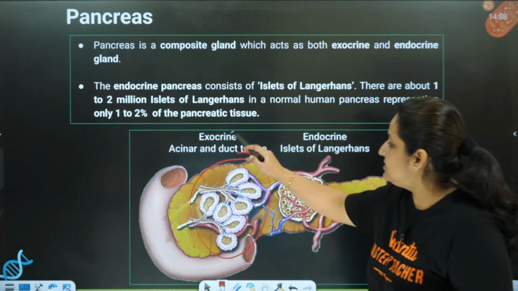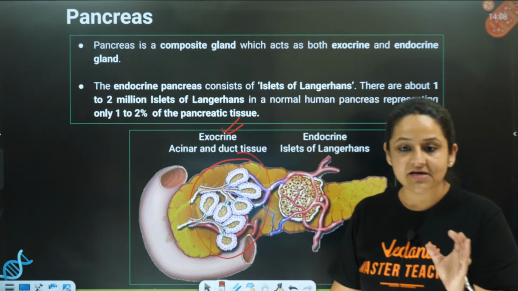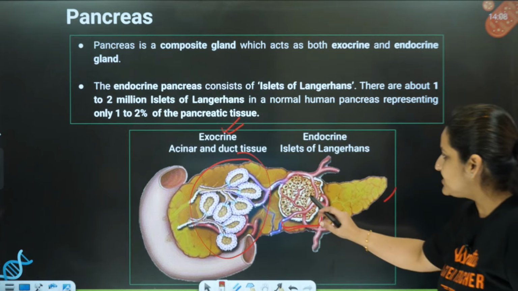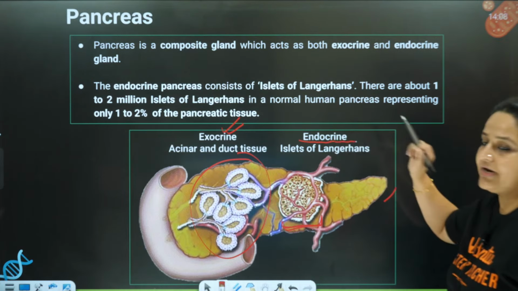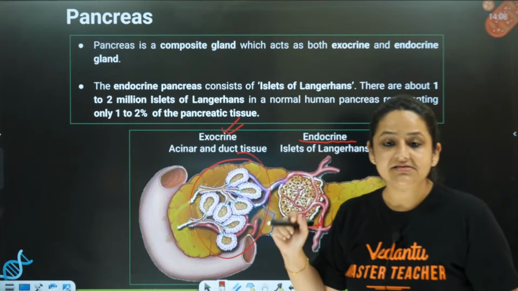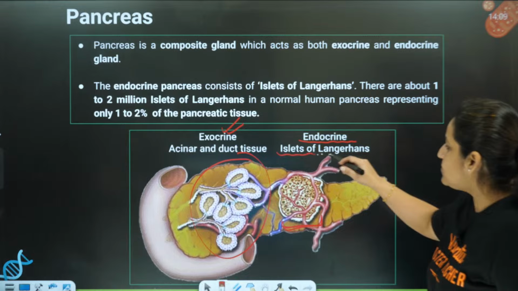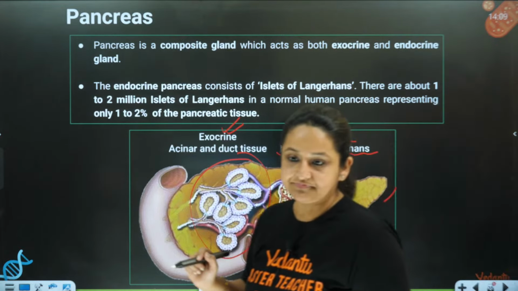Exocrine means the function where they're going to release digestive enzymes. And this collection of cells you can see, this is the endocrine functioning. This is the endocrine part of the pancreas. These cells are called the islets of Langerhans.